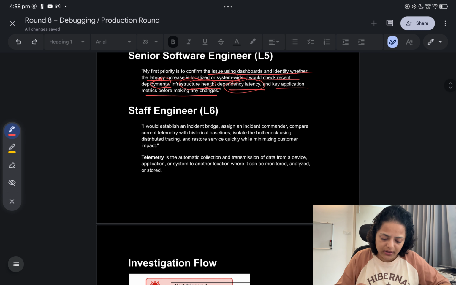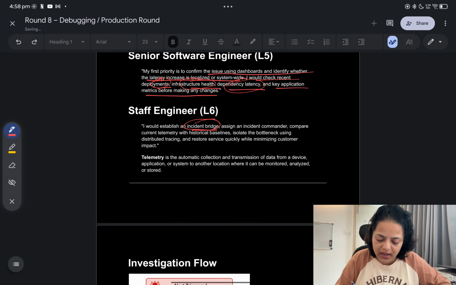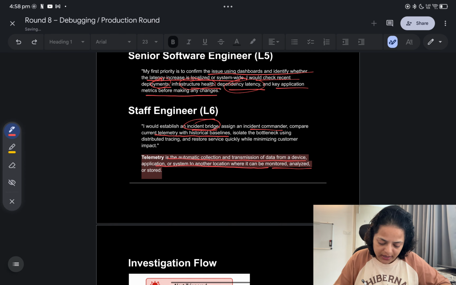L6 will say that I would establish an incident bridge. He will establish an incident bridge and then assign an incident commander. Then compare current telemetry with the historical baseline. What is telemetry? Telemetry is the automatic collection and transmission of data from a device, application or system to another location where it can be monitored, analyzed or stored.